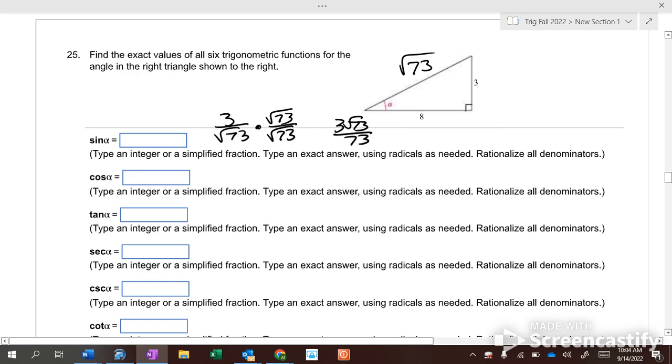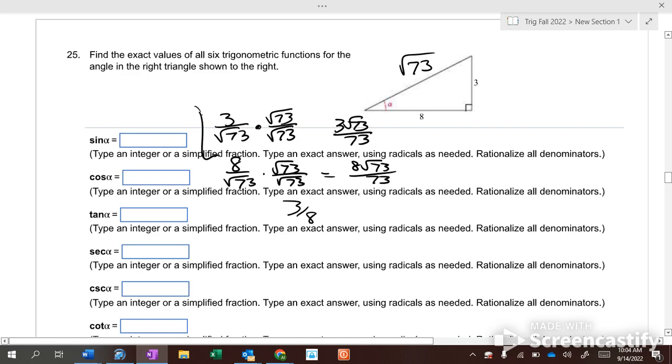Cosine of alpha, adjacent over hypotenuse, is 8 over the square root of 73. And again, multiply top and bottom by the square root of 73, so it's 8 square root of 73 over 73. Tangent, opposite over adjacent, is 3/8.